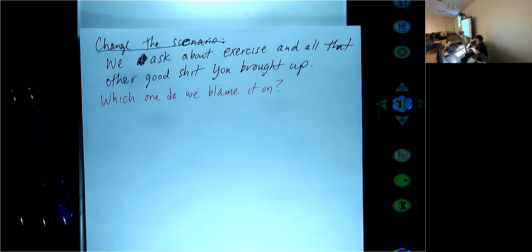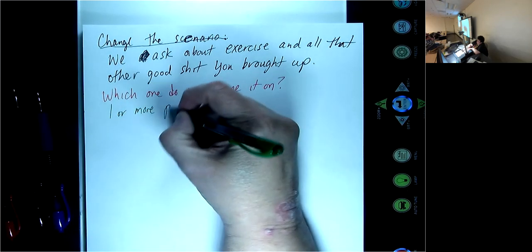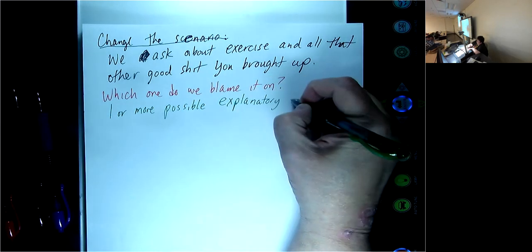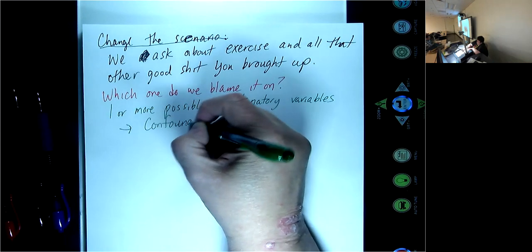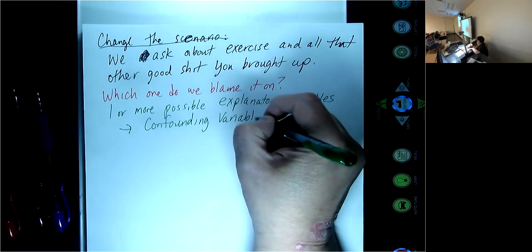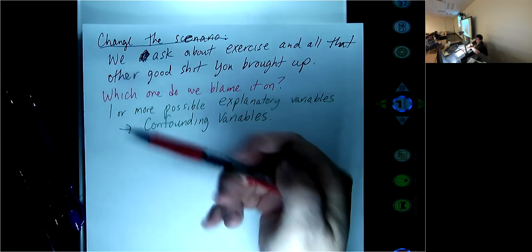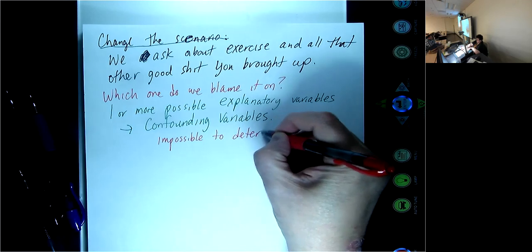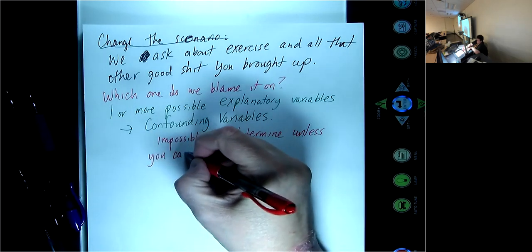Okay, so which one do we blame it on? When you have a situation like this, where there's one or more possible explanations being examined, or explanatory variables in statistics lingo, these are called confounding variables. And what it boils down to is it's impossible to determine, unless you can control all the factors except one.